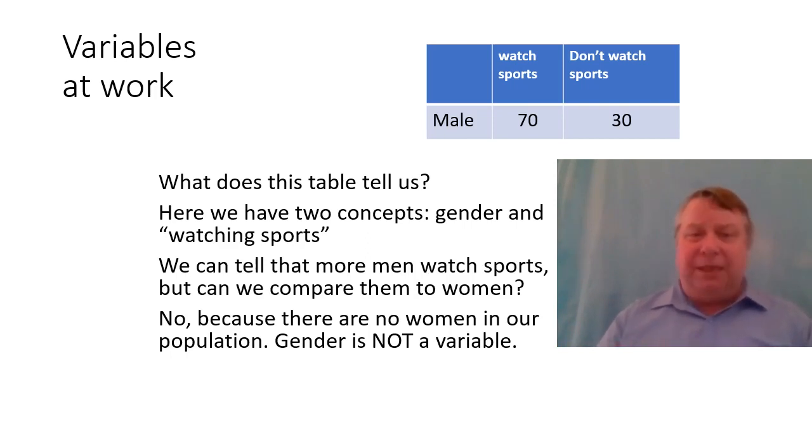Now, we have two concepts, but notice that gender only has one category. So there's no variation. We can tell from this table, 70% of the men watch sports, 30% don't watch sports. So we can say more men watch sports than don't watch sports. So we can say something about watching sports with regard to men, but we cannot say anything about women. We cannot say that men watch sports more than women because women is not a variable in this population. In other words, gender is not a variable.